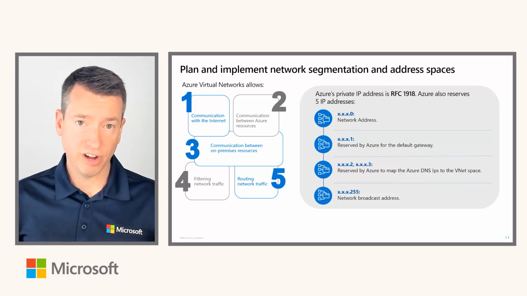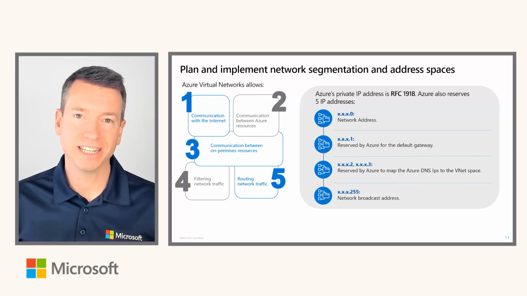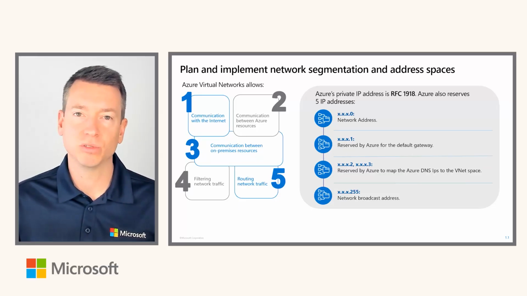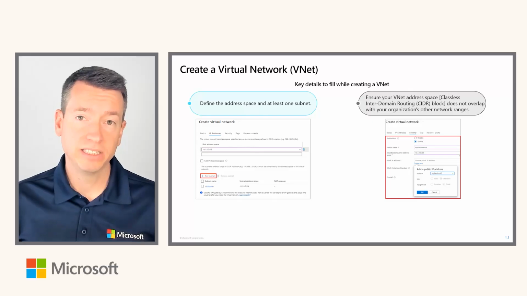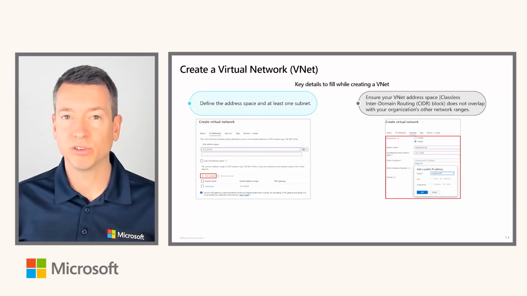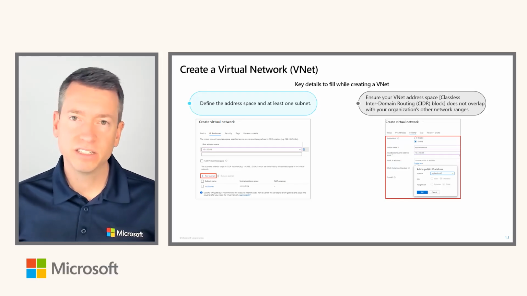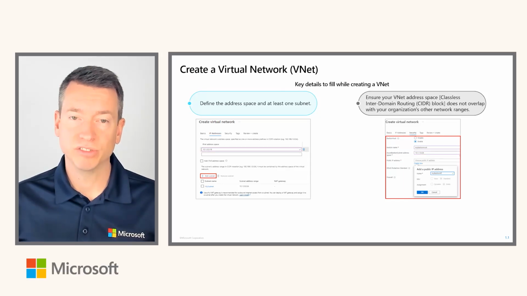Azure will reserve 5 addresses in each subnet for internal use. The first 4 IP addresses and the last IP address in an Azure subnet cannot be allocated to resources, for reasons that are shown on this screen. When you create a VNet in the Azure portal, use an address space that is not already in use in your organization, either on premises or even in other VNets, and that does not overlap with other network ranges. Make sure that subnets do not cover the entire address space of the VNet.